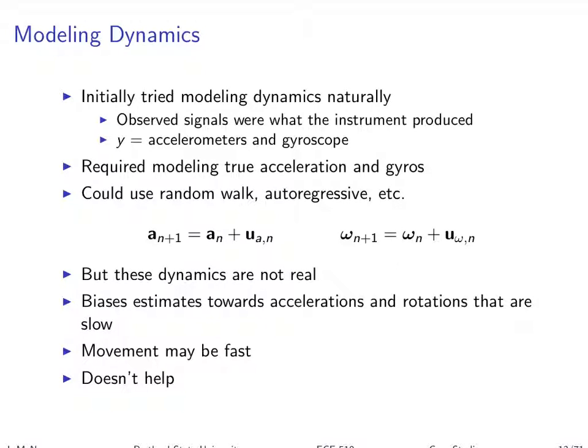And then I figured, okay, if I'm trying to model the acceleration, I can use a random walk, and I can do the same thing for the rotational rate. But none of that works because those dynamics are not real at all. This is incorporating prior knowledge that's actually false, because the true dynamics were that sometimes it's still and sometimes it's moving very rapidly. And neither of those are accurately modeled by a random walk. So those dynamics are not real, and when you incorporate that kind of prior knowledge, it just screws everything up.